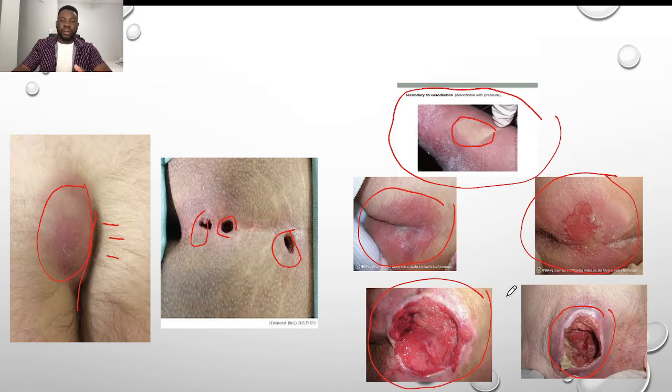And there's another one called the unstageable, where we'll see slough or some whitish necrotic material all over a deep pressure ulcer, and then we can't tell whether we can see the bone or not. So that is unstageable.